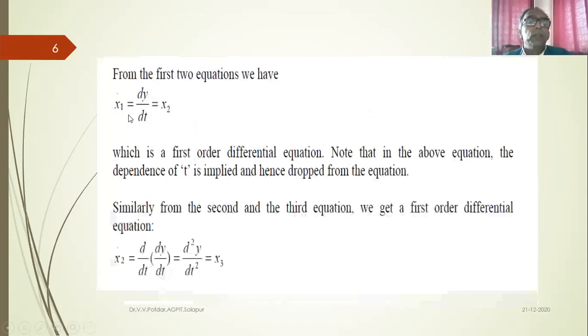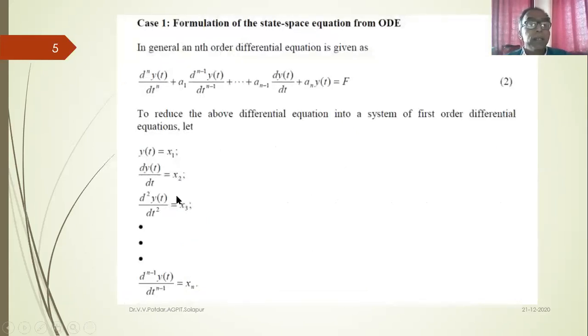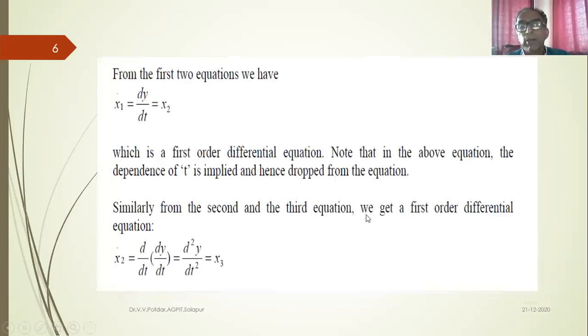x1 dot is equal to dy by dt, that I call x2, which is the first order differential equation. Note that in the above equation the dependence on t is implied, and hence the bracket of t is eliminated, now it is implied. Similarly, from the second and third equation we get the first order differential equation.